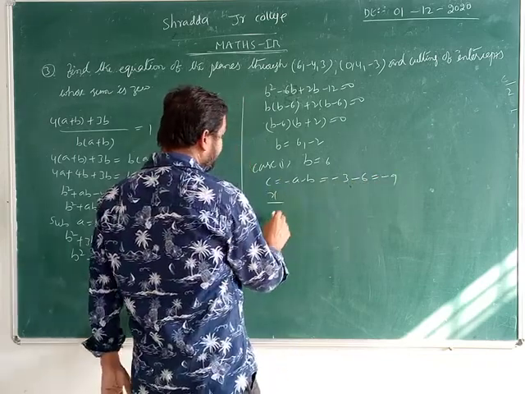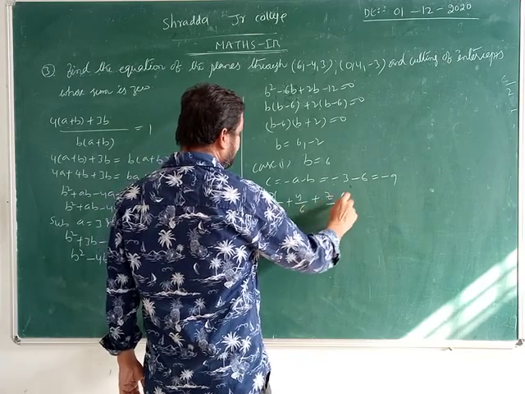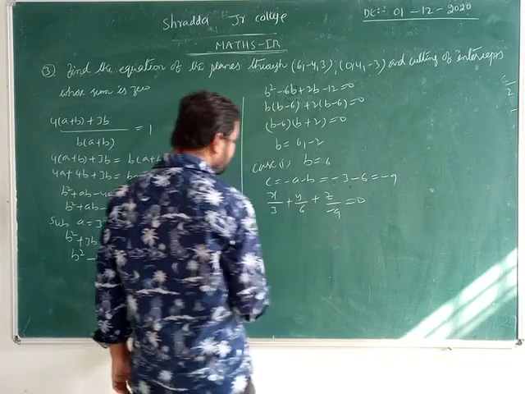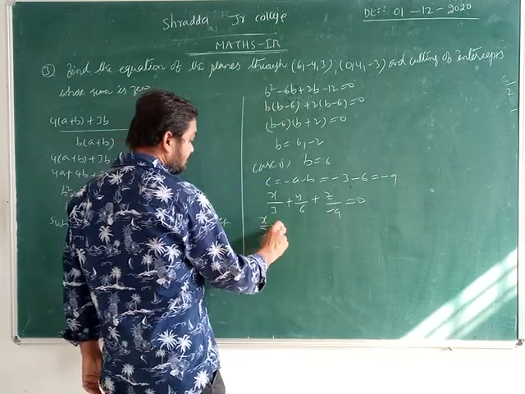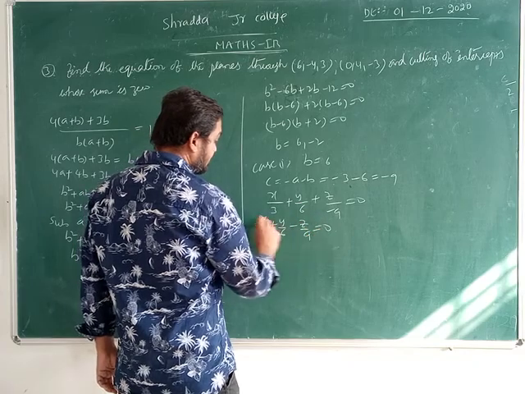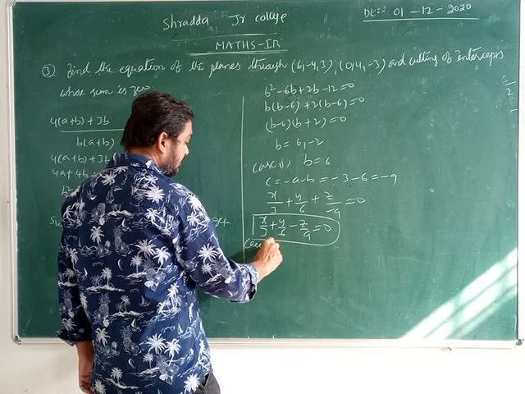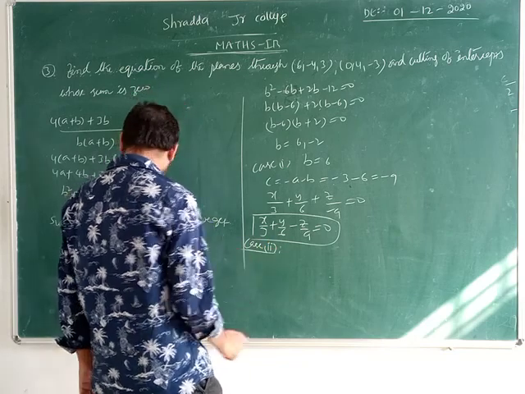Now x by a means 3 plus y by b means 6 plus z by c means minus 9 equals 0. See here, x by 3 plus y by 6 plus into minus, minus z by 9 equals 0. This is case 1. Next, what is case 2 here?